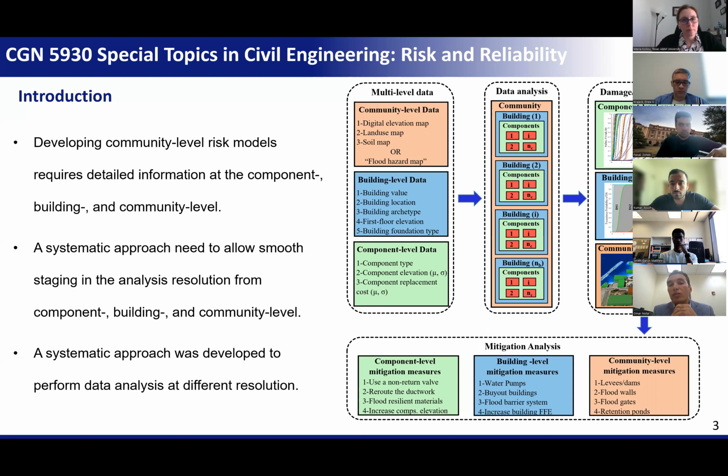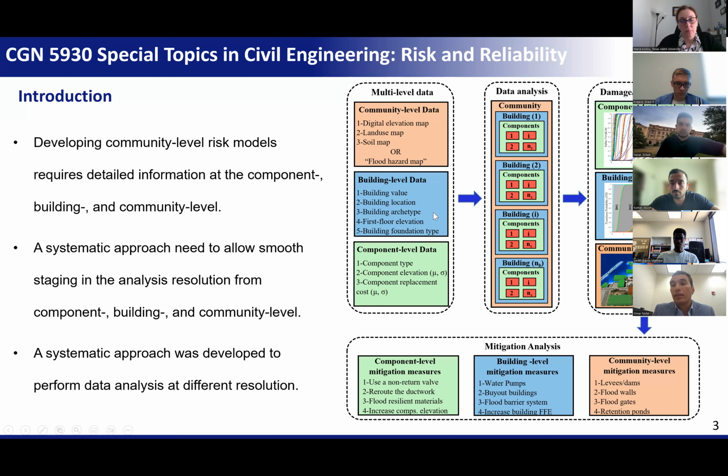We started with detailed information about the components within each building, like what component types are in each building: is there furniture, appliances, structural, non-structural components. What is the flood resistance of these components? What is the component elevation from the ground? What is the component replacement cost, so that we can do loss analysis. Also, the different building typologies within the community, including residential, commercial, and social institutions, have different component types within each building.